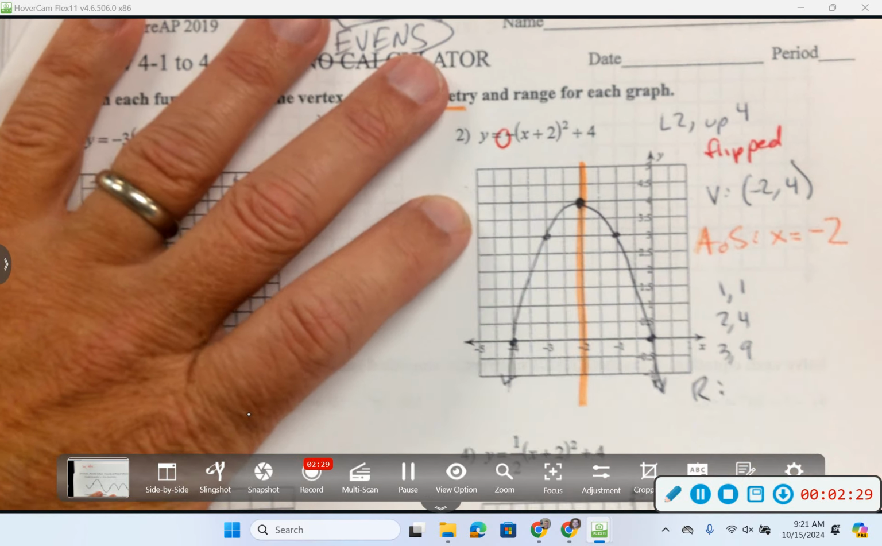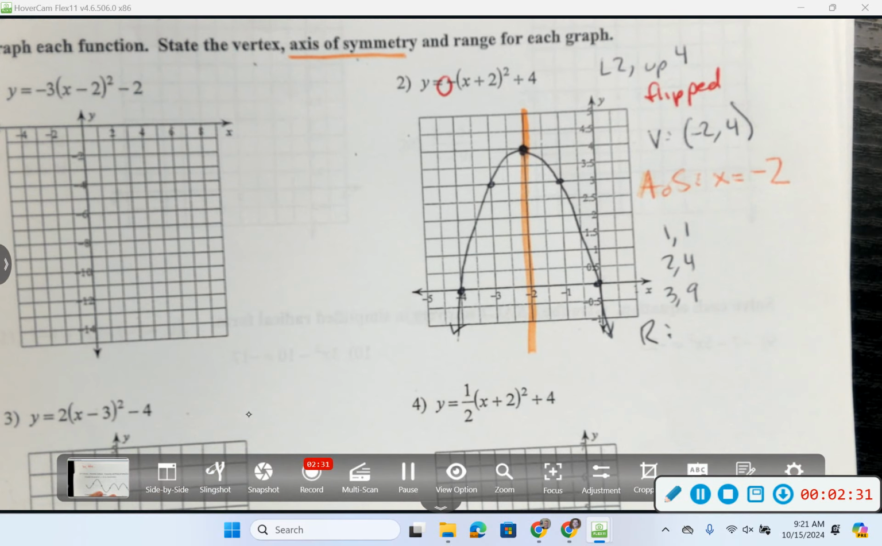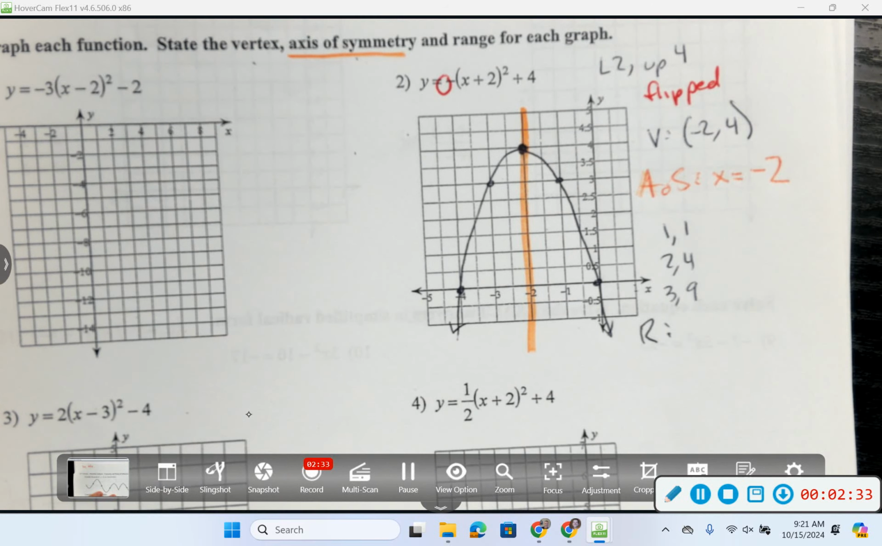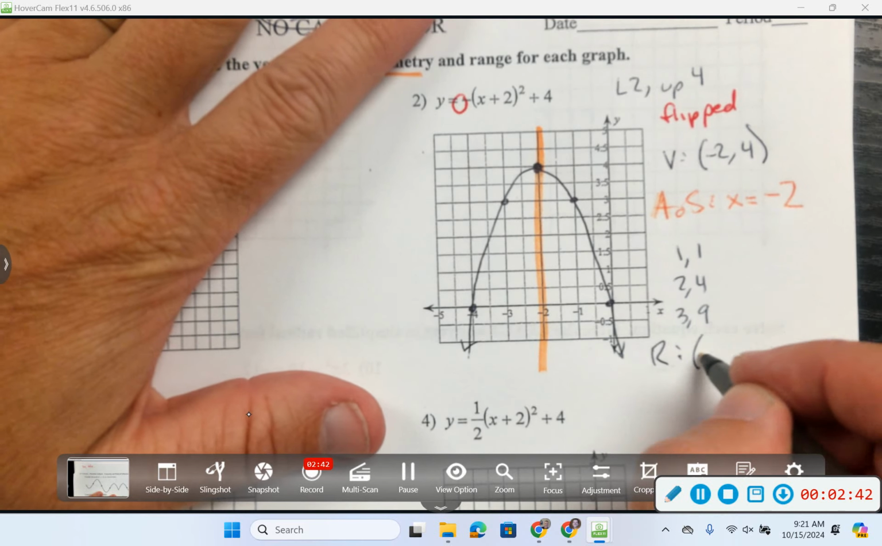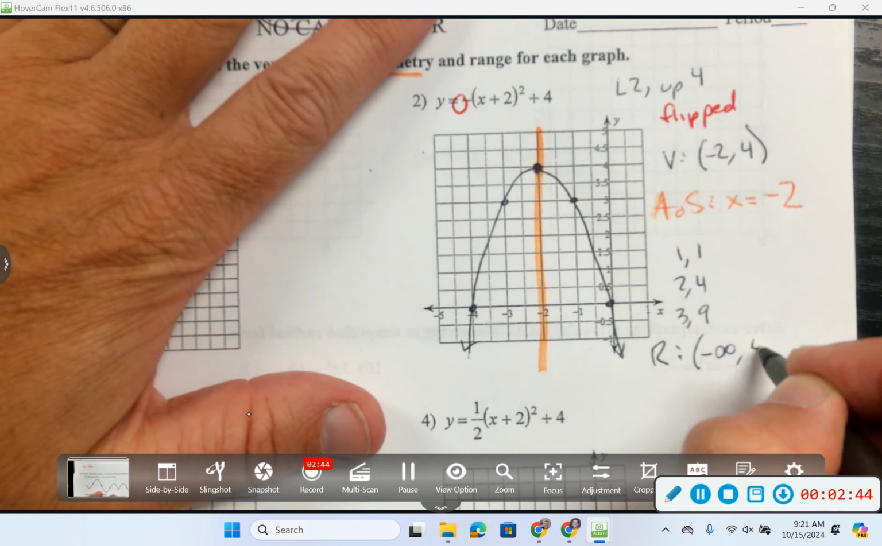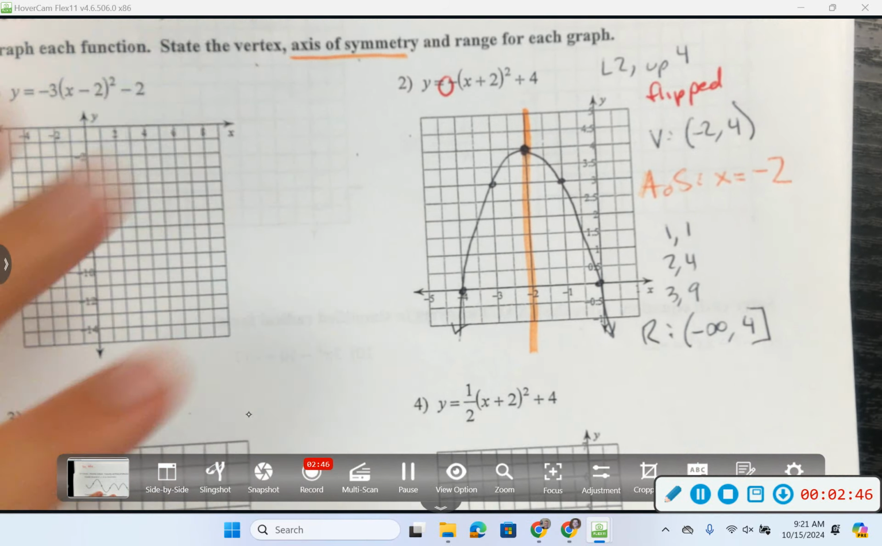Before I forget, the range. The range of the ones going down are the tricky ones, because some people want to say the range goes from 4 to -infinity. It's like, well, I see what you're looking at, but you always have to give the smaller number first. So -infinity up to 4. You've got to give it in that order.